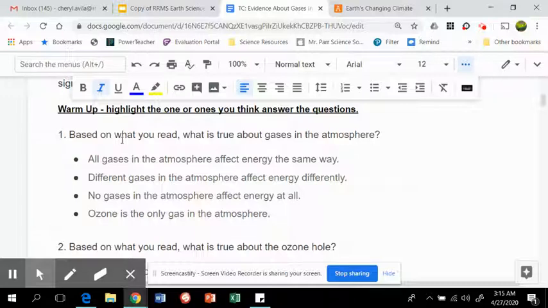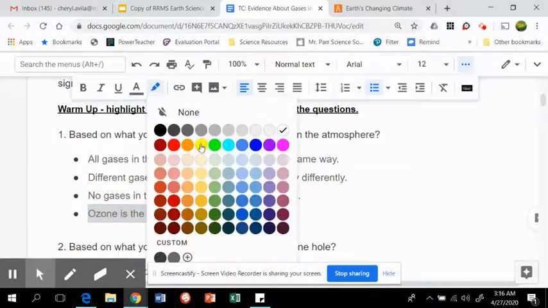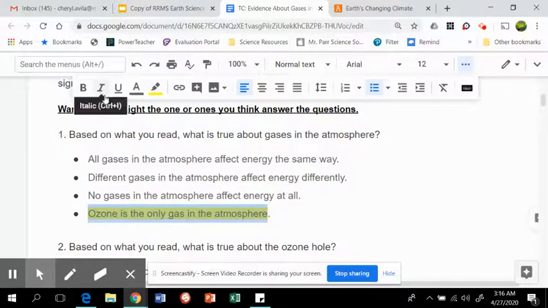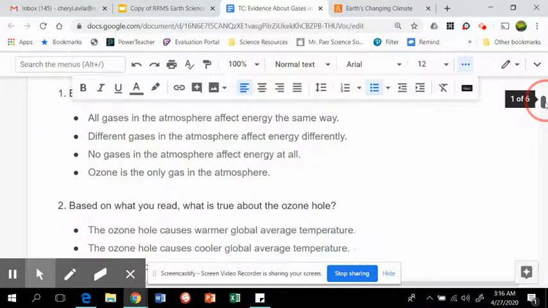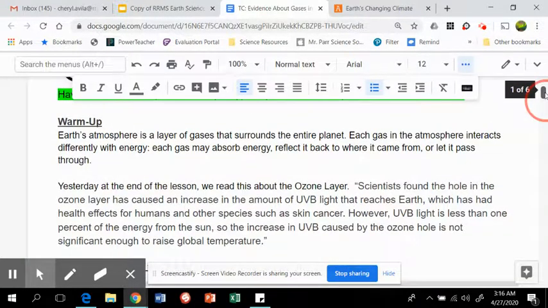So based on what you read, what is true about gases in the atmosphere? First one, all gases in the atmosphere affect energy the same way. Second one, different gases in the atmosphere affect energy differently. Third one, no gases in the atmosphere affect energy at all. Fourth one, ozone is the only gas in the atmosphere. So whichever one that you believe to be true, you are going to select it. If you think this one is true, you're going to highlight it, and you're going to press highlight in order to get that highlighted, okay? I'm not giving away answers here. You're going to put your answer that you think is true based on the reading up here, which I just read to you.